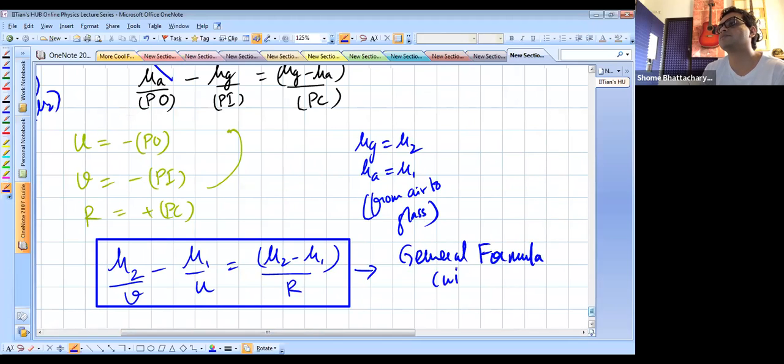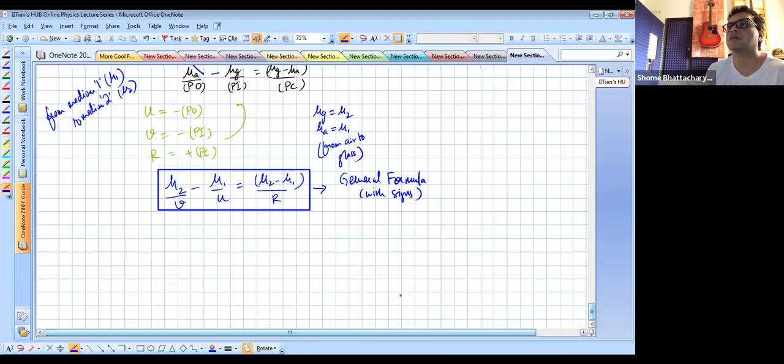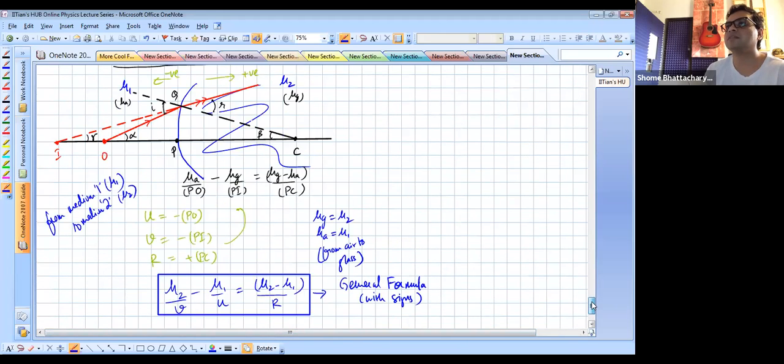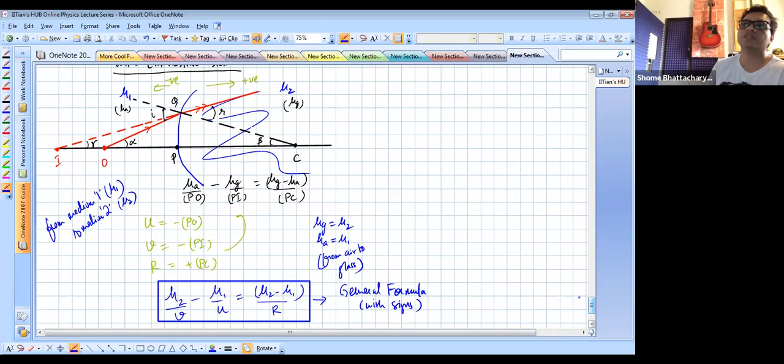With the signs, okay, and it applies to all cases of refraction at a spherical surface. So this in itself becomes an application level formula where we use it for certain types of questions. And of course, apart from this, this will also be used to derive the focal length of a thin lens.